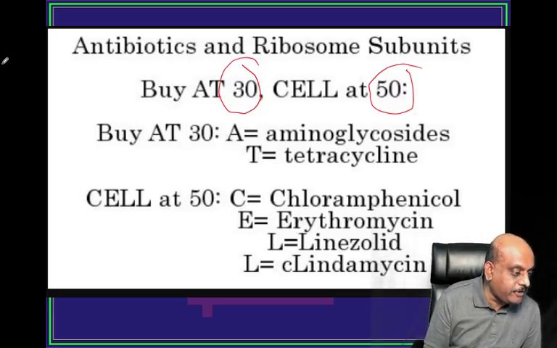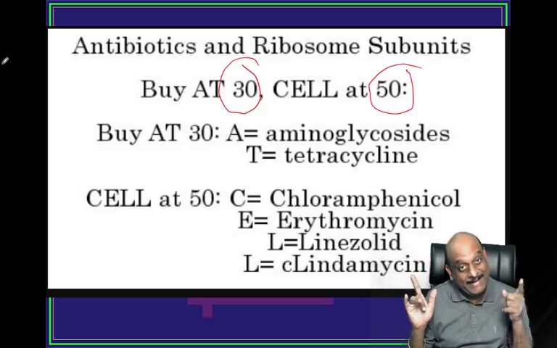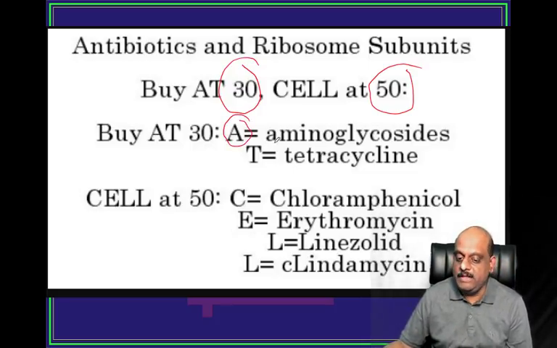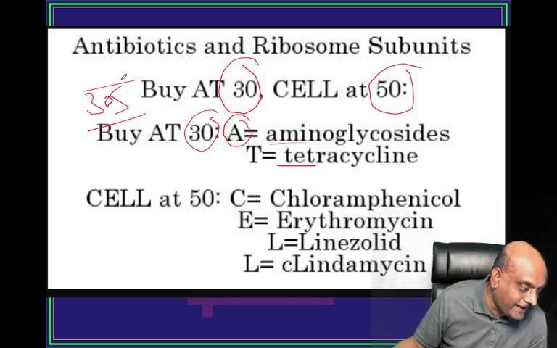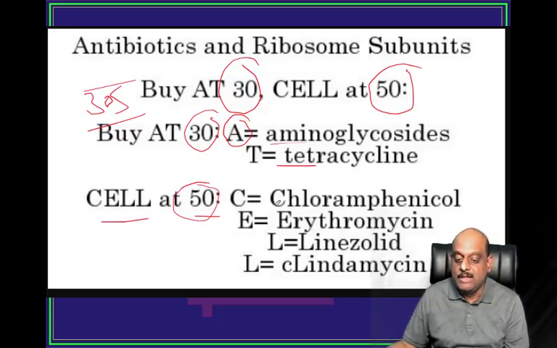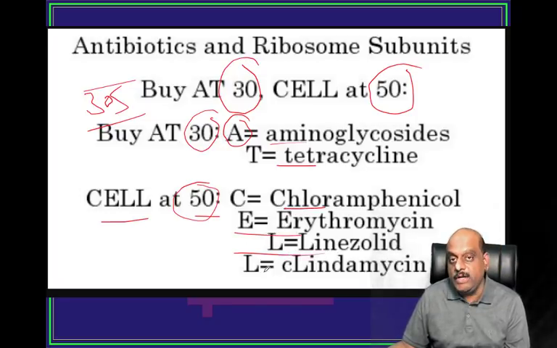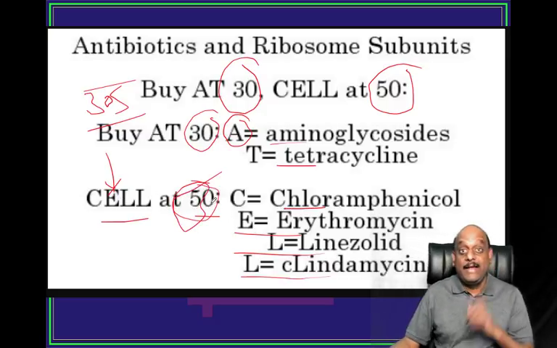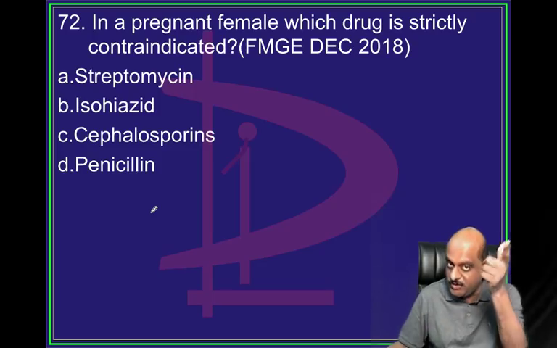Now am I clear? Clear for all of you? Very good. Buy at 30, sell at 50. भूलना नहीं कल के एग्जाम में. Okay? So, aminoglycoside and tetracycline act on the 30S ribosome, they inhibit it. Sell at 50: chloramphenicol, erythromycin, linezolid, clindamycin, they are all 50S inhibitors. In tomorrow's exam the examiner will definitely ask one of these 30S, 50S, you'll remember me.